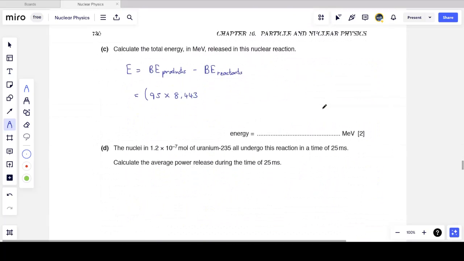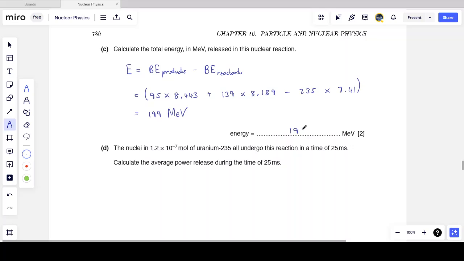And then I do the same for lanthanum. Remember, the binding energy of the products will always be higher than the binding energy of the reactants. Plus 139 for lanthanum times the binding energy per nucleon, 8.189, minus 235 nucleons of uranium-235 times 7.41 mega electron volts per nucleon. And what I get is an energy of 199 mega electron volts.